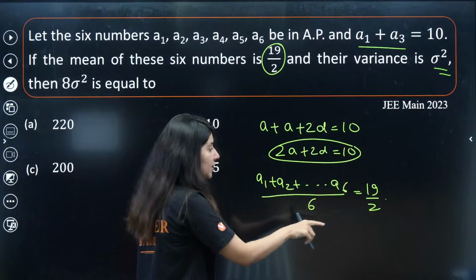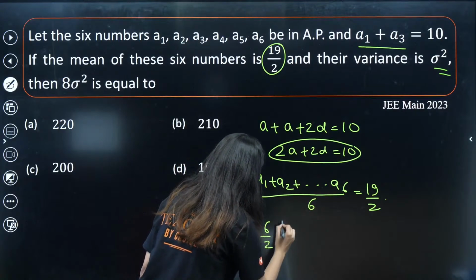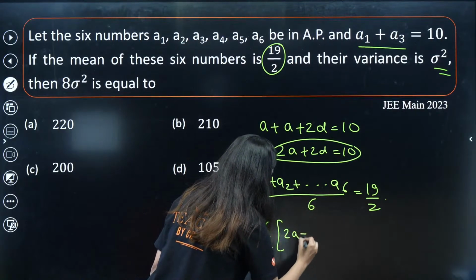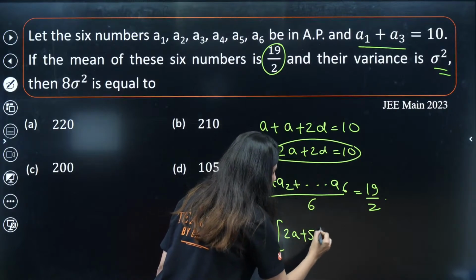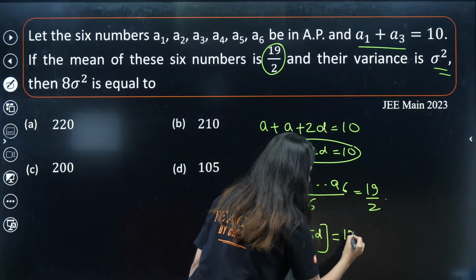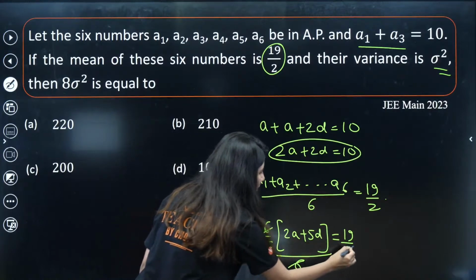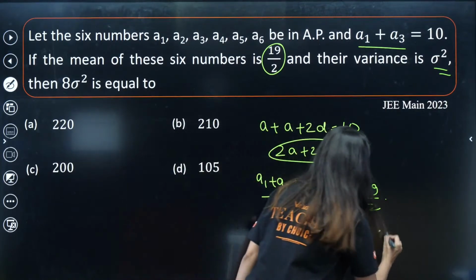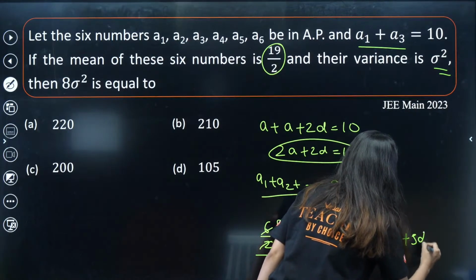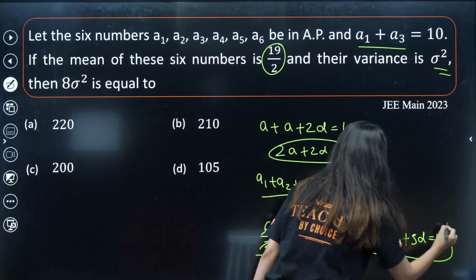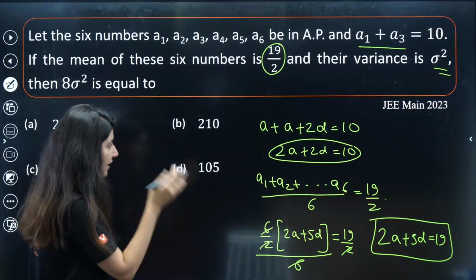Sum of all 6 numbers would be what? 6 by 2. 2A plus how many numbers? 5D is 19 by 2 upon 6 is also there. 6 and 6 cancel, 2 and 2 cancel. So 2A plus 5D is coming out as what? 19. Solve these two equations, get the value of A and D both.